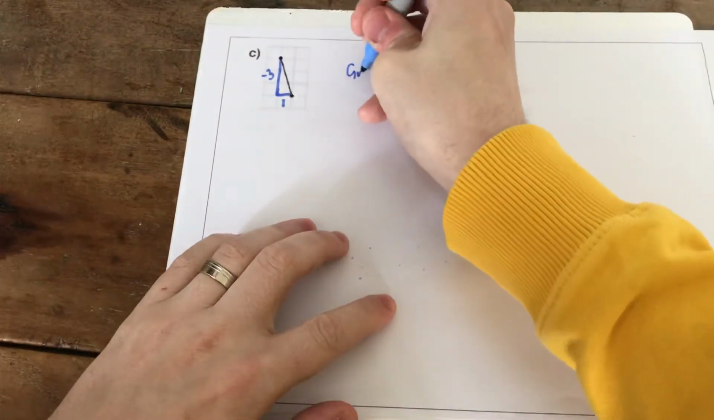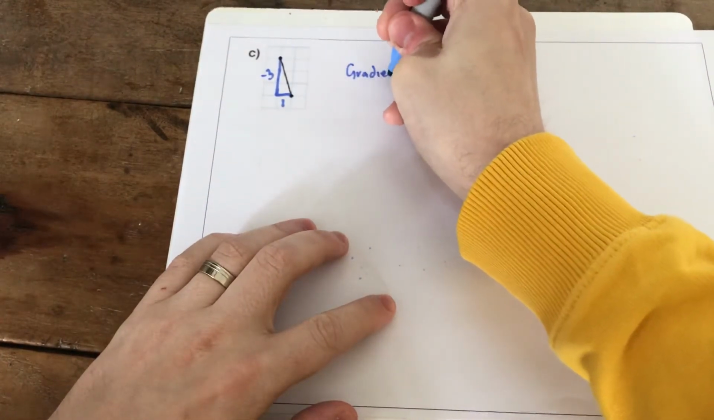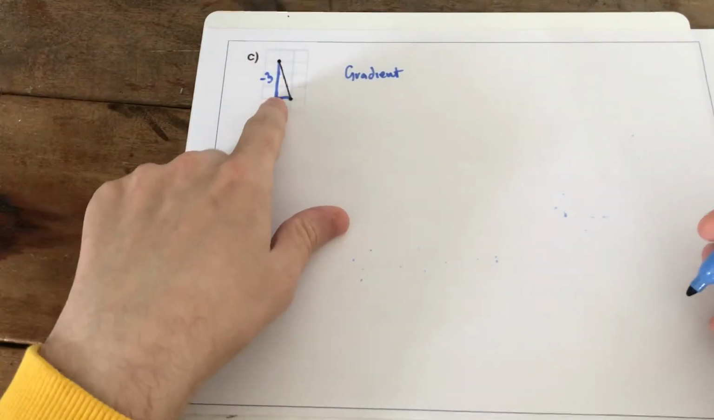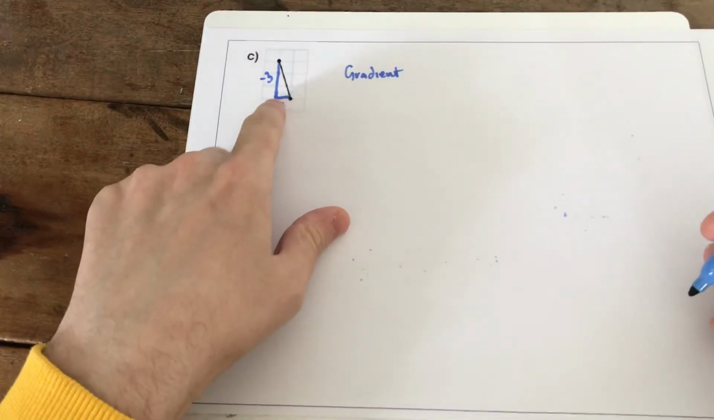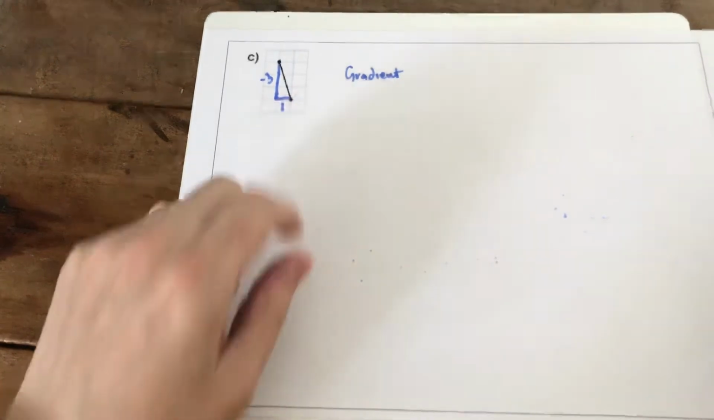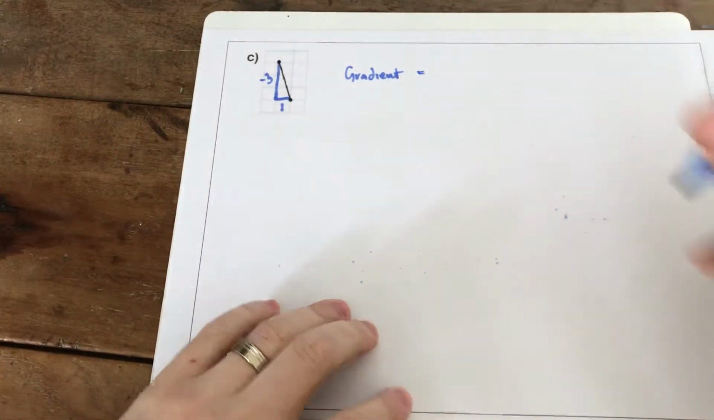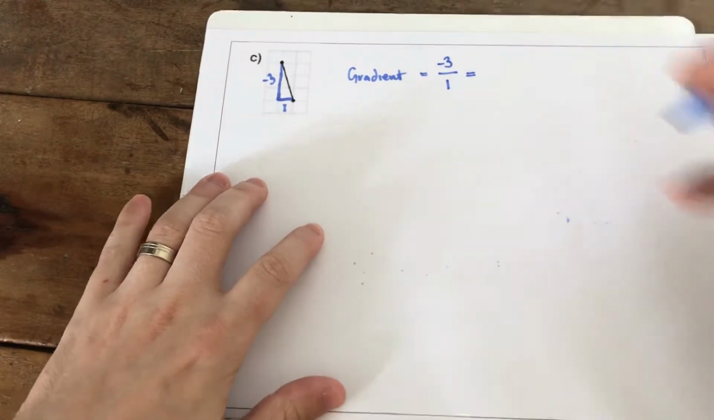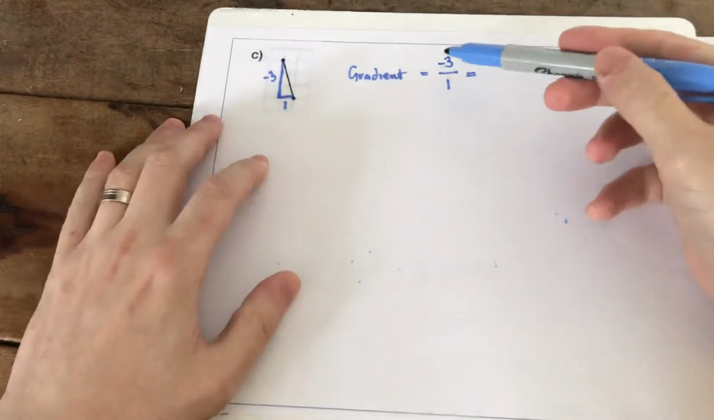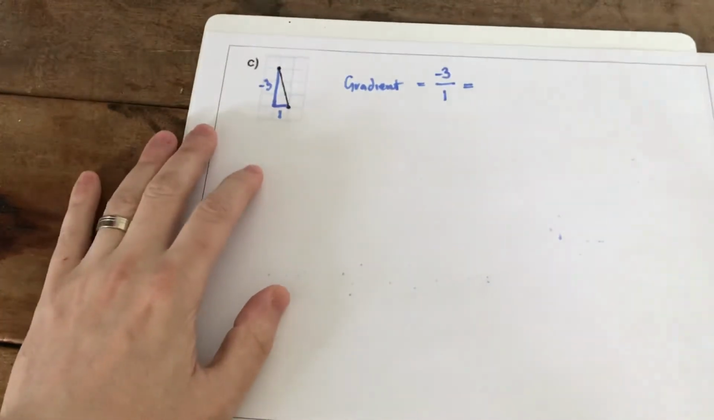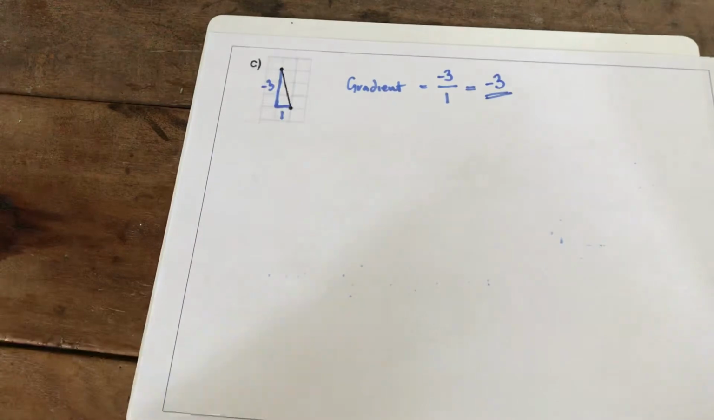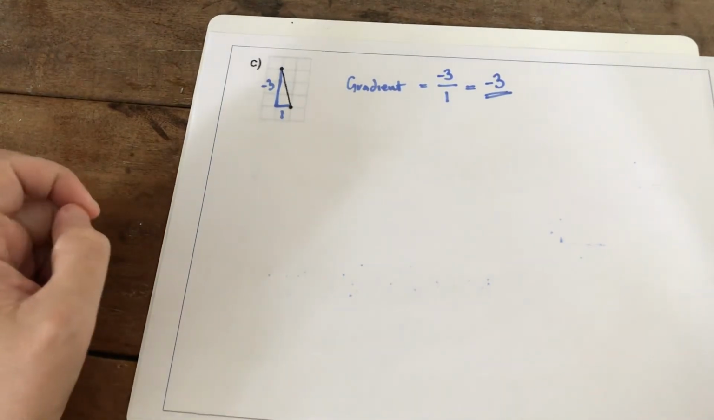So if we're trying to work out gradient, again, it's rise over run, or the vertical difference divided by the difference in the horizontal distance. So it's gone down 3 and gone across 1. So -3 divided by 1 gives us -3. So our gradient for this line is -3.